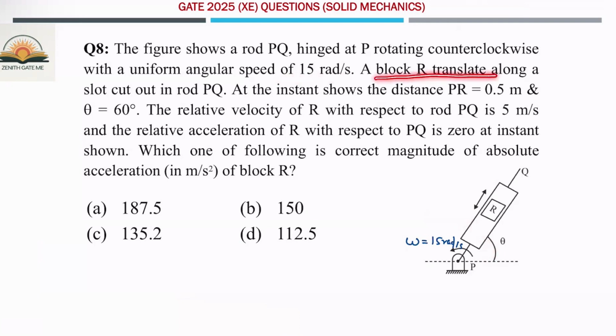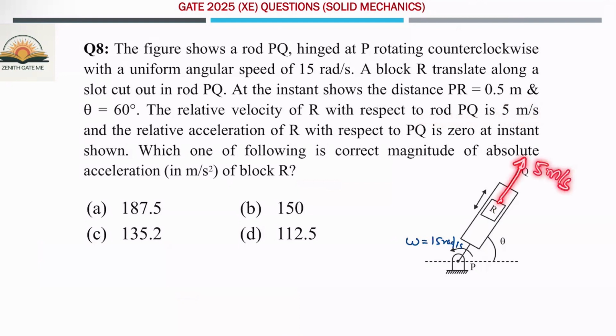A block R, this is the block R, which is translating along a slot cut out in the rod PQ. At the instant shown, the distance PR is 0.5 meter, and theta is equal to 60 degree. The relative velocity of R with respect to rod PQ is 5 meter per second. That means the velocity of R with respect to PQ is given as 5 meter per second. That means this block is sliding over this slot with a velocity of 5 meter per second.